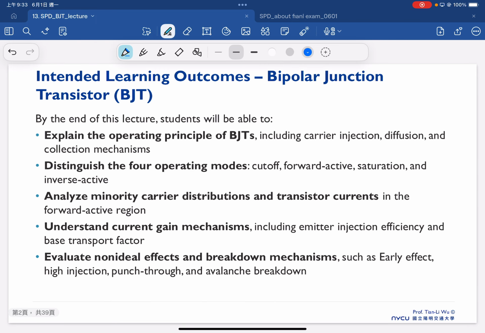So first of all, this is the intended learning outcome for this chapter on the bipolar junction transistor. First of all, for sure, everyone is expected to understand the operation principle.